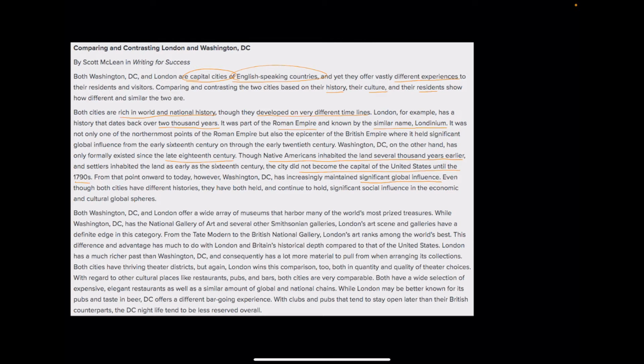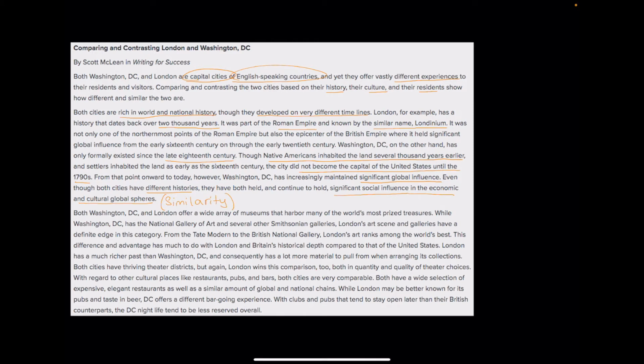Even though both cities have different histories, so we can say different histories, they have both held and continue to hold significant social influence in the economic and cultural global spheres. Again, even if you don't understand what that means, we know that it's something that they both do. Okay, so we know that that's a similarity, whether we understand what that means or not.